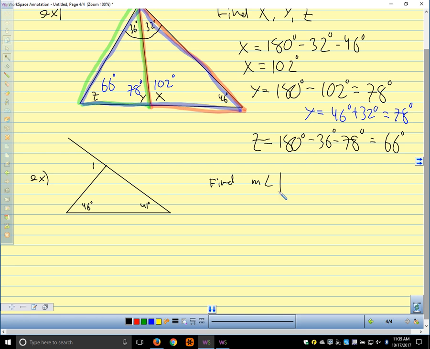Yeah, this is an exterior angle. Angle 1 is an exterior angle. So the measure of angle 1 has to equal 46 degrees plus 41 degrees. So what do we get? 87? What's another way?